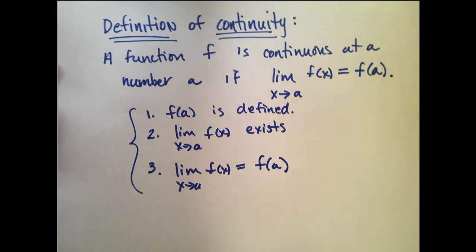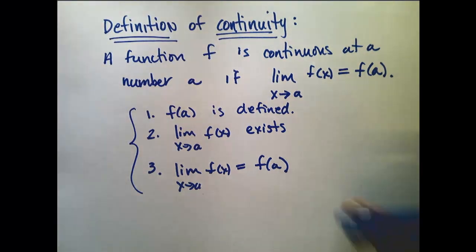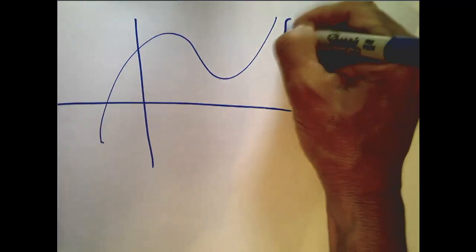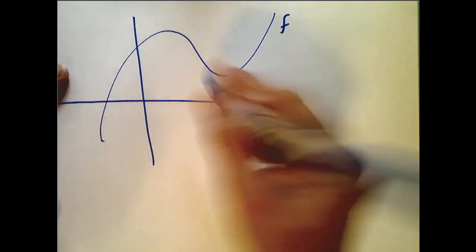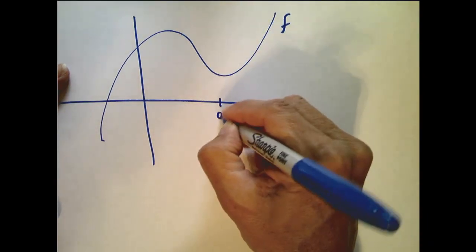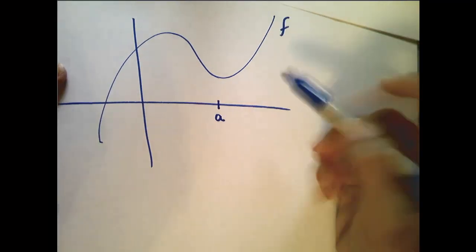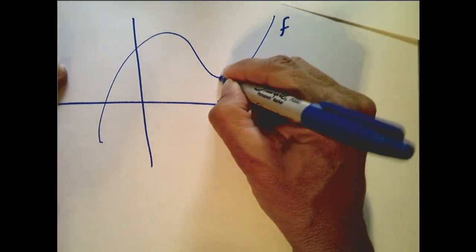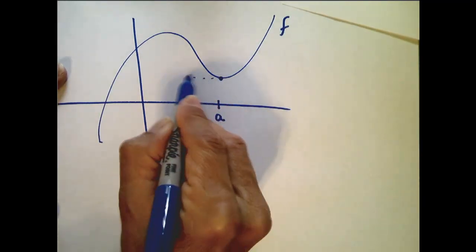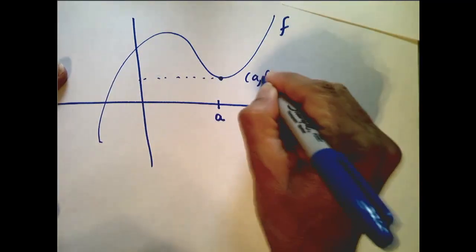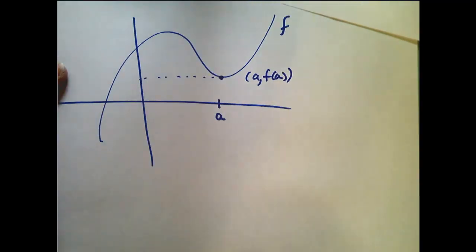So let's first look at what this might look like graphically. If I asked you all to sketch a continuous function, you would get various things, but you would have no breaks in the graph, you would have no asymptotes, you would never lift your pencil off the paper until you were done sketching. So if I pick this value right here to be a, let's see if all of my conditions are met. Is f of a defined? Yes, it is. So when x equals a, f of a is defined.